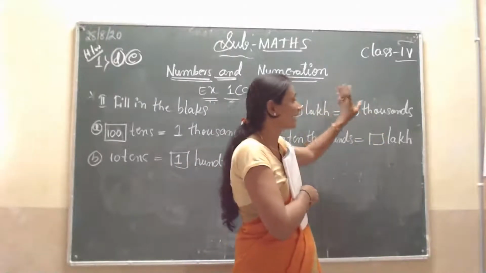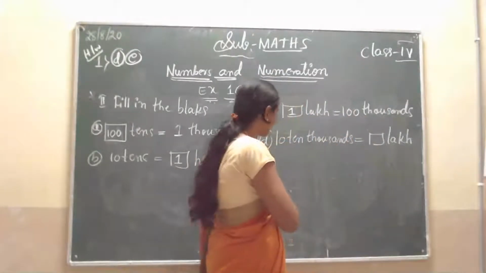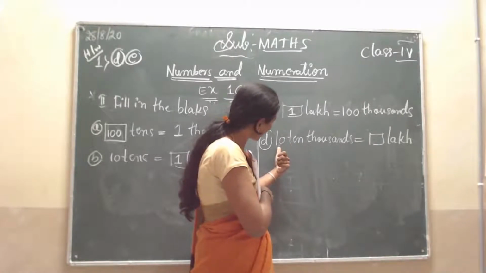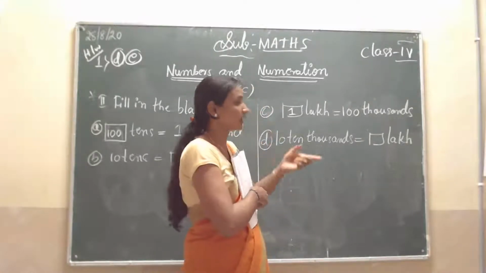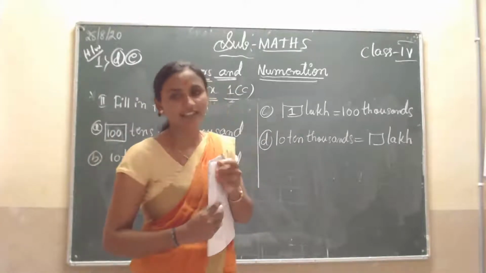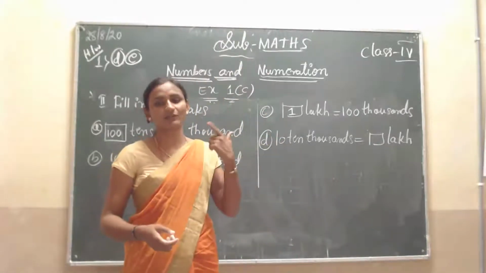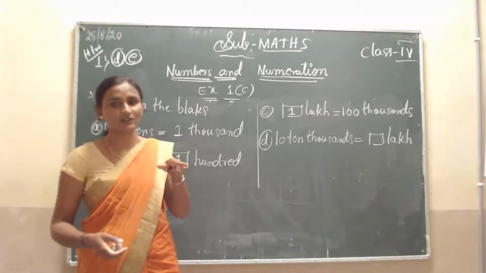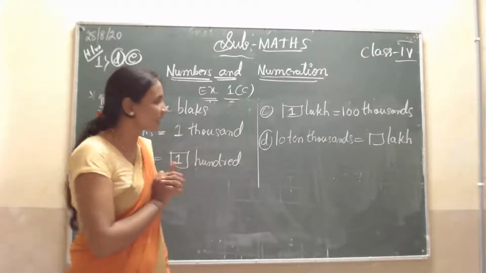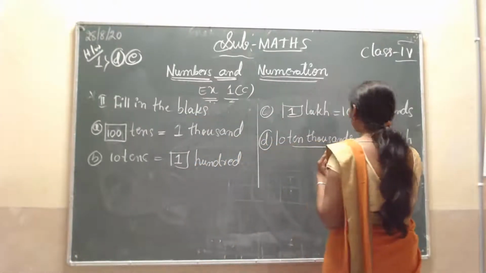So you compare the Indian system and the international system. Okay. Next question. 10 tens means 10 thousands. How many 10 thousands? Dash lakh. Yes, that is 1 lakh. You know, 1 lakh: 10,000, 20,000, 30,000, 40,000, 50,000, 60,000, 80,000, 90,000. Next, 100,000. So that is 1 lakh.